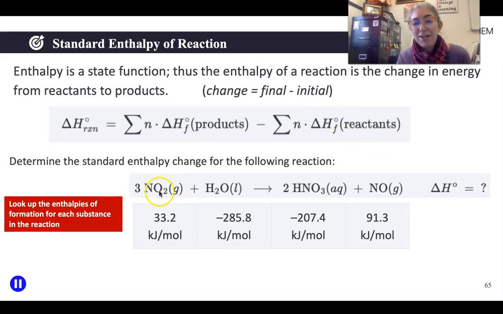So if we have this reaction here and we go to that reference table and we look up the enthalpies of formation for each of those substances and we write them here, and I didn't do the math down here, but we would take, it would be the products, the heat of the products would be 2 times negative 207.4 plus 91.3, and in brackets, then minus the heat of formation of the reactants, 3 times 33.2 plus negative 285.8, and that would give us the heat of our reaction. Sorry, I didn't solve it on here.